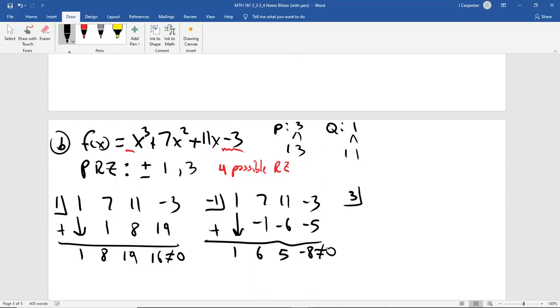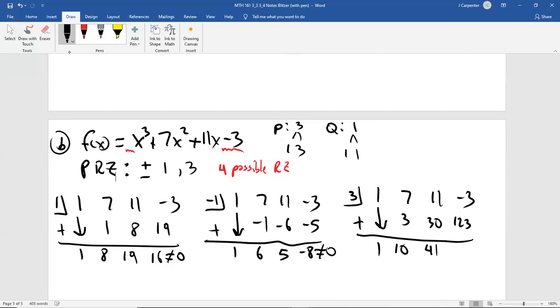So +3. 1, 7, 11, -3. Plus sign. Bring the first one down. Multiply, add, multiply, add. 1 times 3 is 3. 7 plus 3 is 10. 10 times 3 is 30. 11 plus 30 is 41. Why did I feel like that's wrong? No, that's right. 41 times 3 is 123. Negative 3 plus 123 is 120.